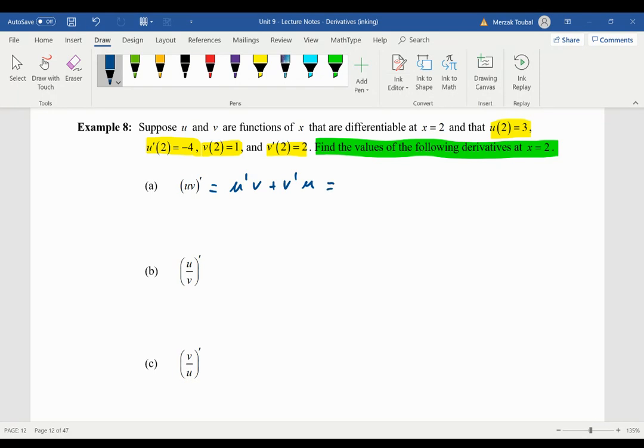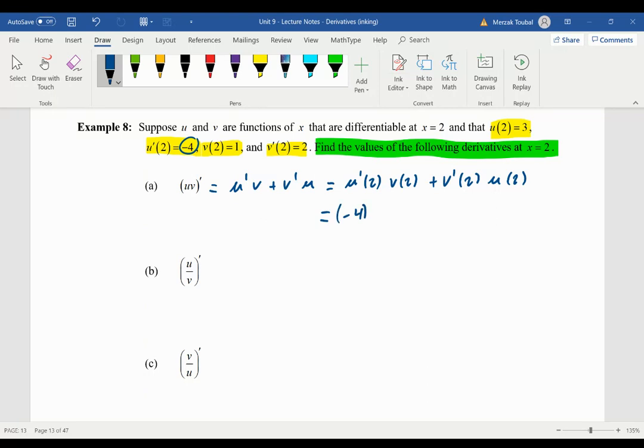In other words, we want u prime at 2 times v at 2 plus v prime at 2 times u at 2. This is not times 2, this is "at 2" or "of 2." So u prime of 2 is -4. It's given.